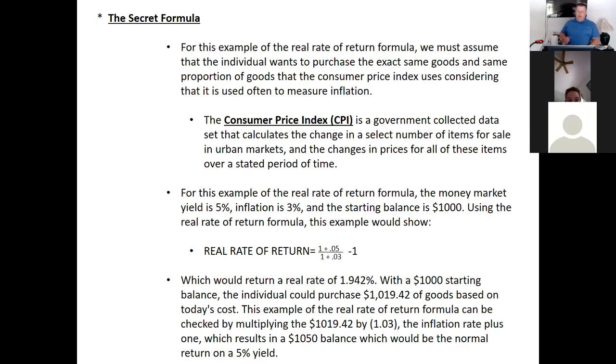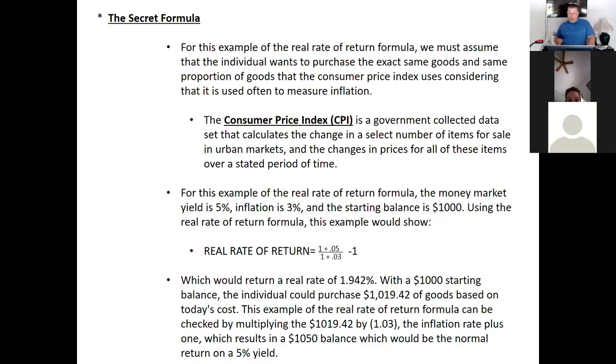So for this example of the real rate of return formula, the money market yield is 5%, inflation is 3%, and the starting balance is $1,000. And using the real rate of return formula, this example would show the real rate of return equals 1 plus 0.05 divided by 1 plus 0.03, minus 1. And I won't make you do the math again. I'm not judging you on your knowledge of the formulas because there's lots of stuff out there where you can just enter the numbers online and it'll give you the amounts. But this would return a real rate of 1.942%.